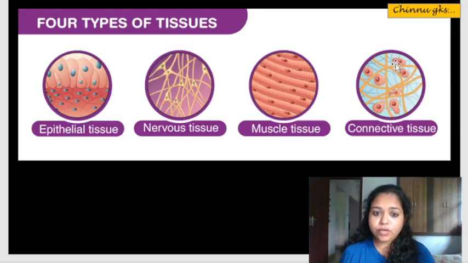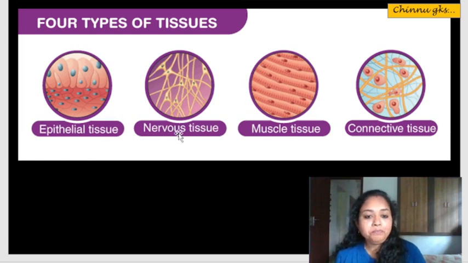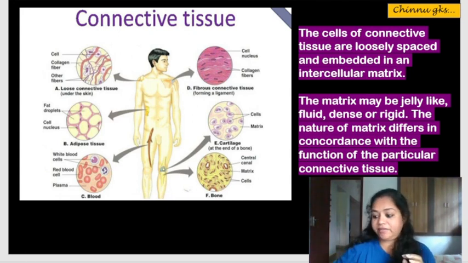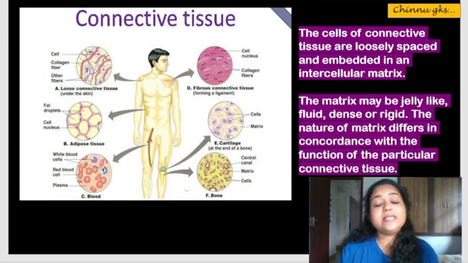So these are the four major types of tissues: epithelial, nervous, muscular and connective. Our focus today will be on the connective tissue. As the name itself suggests, its major role is connecting.